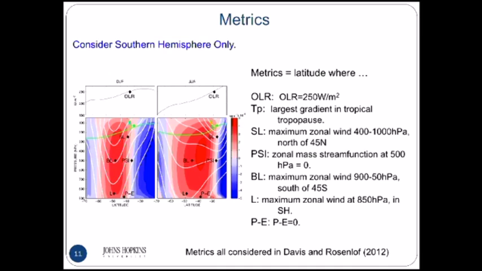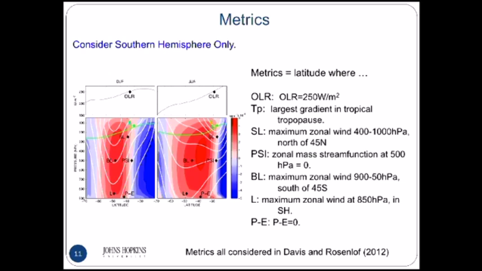Another metric is where the P minus E equals 0. Then there are these 3 different L's, which are the latitude of the subtropical, barotropic, or surface jet. They use the wind speed to pick out where the location of these are. There's one based on the tropopause temperature, and another one based on OLR. So these are the 7 metrics that other people have used, and we've just applied the same kind of definition to this data set.